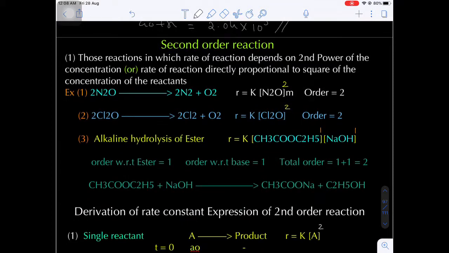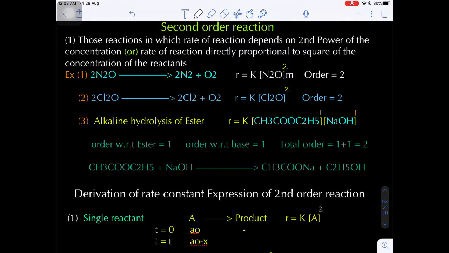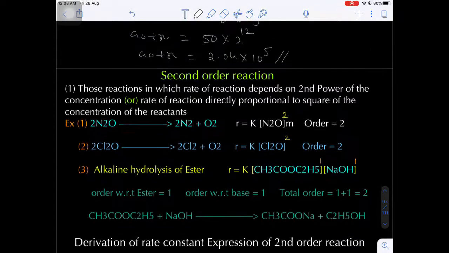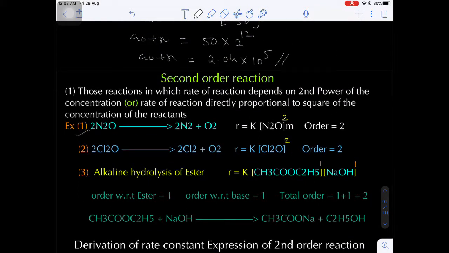Okay. Now come to second order reactions. Here, those reactions in which the rate of reaction depends upon the second power of the concentration, otherwise the rate of a reaction is directly proportional to the square of the concentration of the reactants. Now here are some examples for second order kinetics. 2N2O decomposes to give 2N2 plus O2, and 2Cl2O decomposes to give 2Cl2 plus O2. If you see the rate expression, R is equal to K into [N2O] whole square.